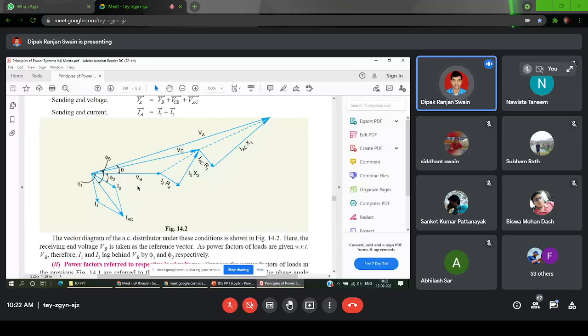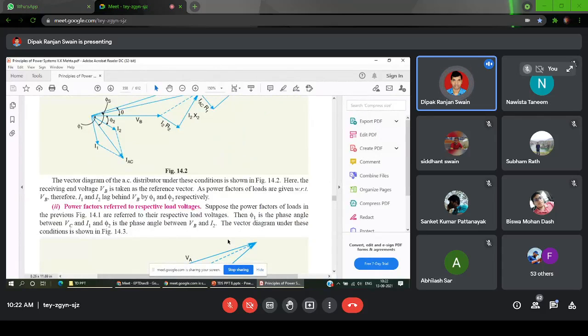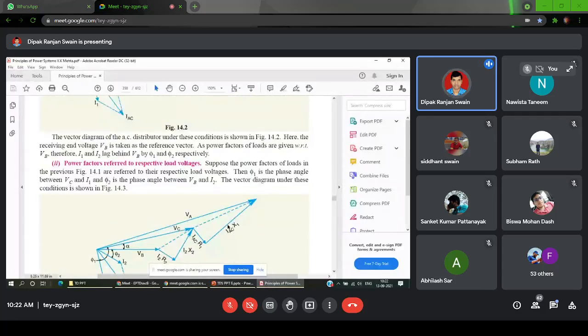So if you want voltage VB available at the end terminal, the voltage that must be fed to the input terminal should be VA. Like that, you have to do the calculation. Okay, next class I will go to the second part. Today I will stop here.